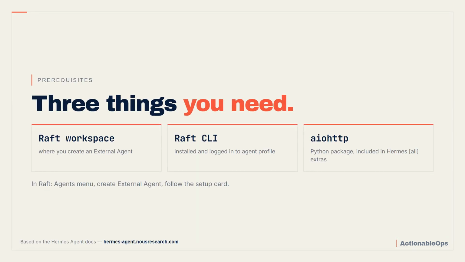The adapter never touches message bodies or delivery cursors. Before you start, you need 3 things: a Raft workspace where you can create an external agent, the Raft CLI installed and logged into that agent profile, and the Python package aiohttp, which is included in Hermes All Extras. In Raft, open the Agents menu, create an external agent, and follow the setup card to install the CLI and log in the agent profile.